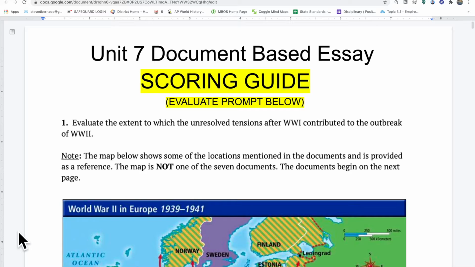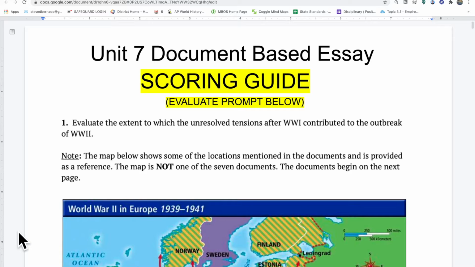Evaluate to the extent to which unresolved tensions after World War I contributed to the outbreak of World War II. When we analyze the prompt, first we see evaluate to the extent, so to what extent did those unresolved tensions contribute to the start of World War II? Greater extent or lesser extent?